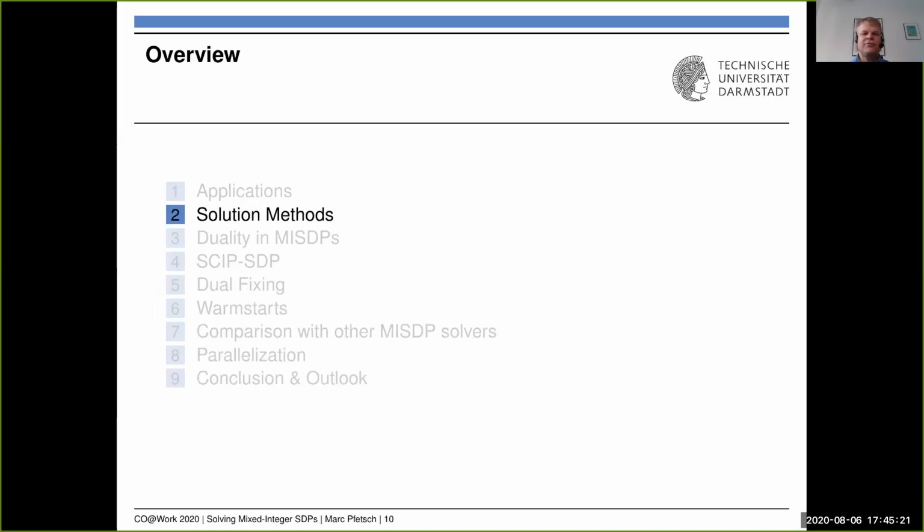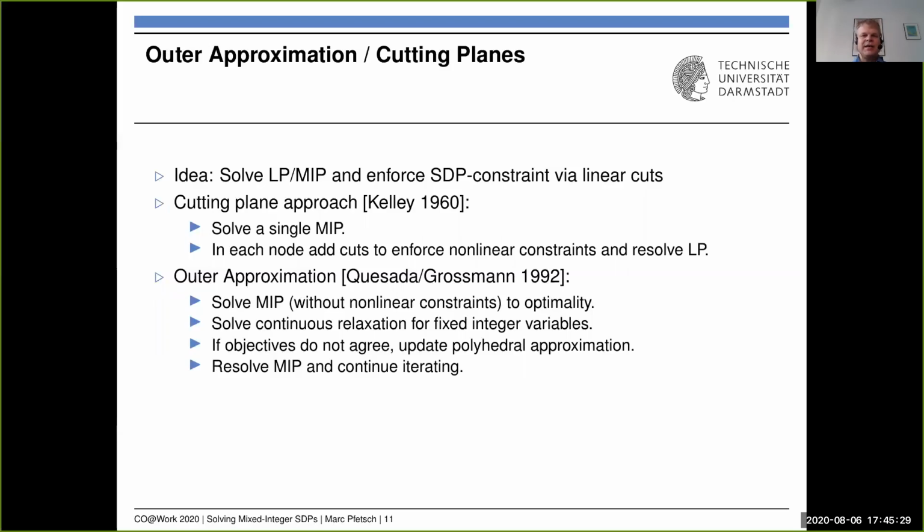And we are now turning to the question of how such mixed integer SDPs can be solved. We begin with a very simple idea. One idea would be that we somehow relax the SDP constraints, and then the remaining part is a linear program or a mixed integer program. And we are going to enforce the SDP constraints via linear cuts. So this can be seen as a cutting plane approach, similar to Kelley's method. In each iteration, one has to solve a MIP and then add cuts if the corresponding solution does not satisfy the SDP constraint.